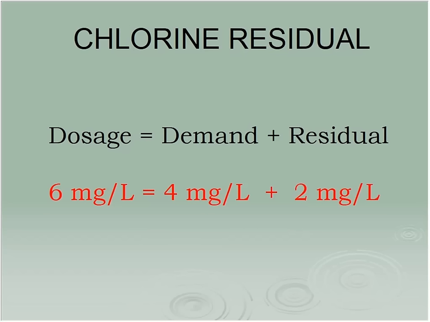So if I need 4 to get the kill that I'm looking for, and I'm going to have a residual of 2, it's my safety factor, in case things change as things go on, may not be a life system, I'm going to dose it 6 milligrams per liter. Very simple operation, not hard.